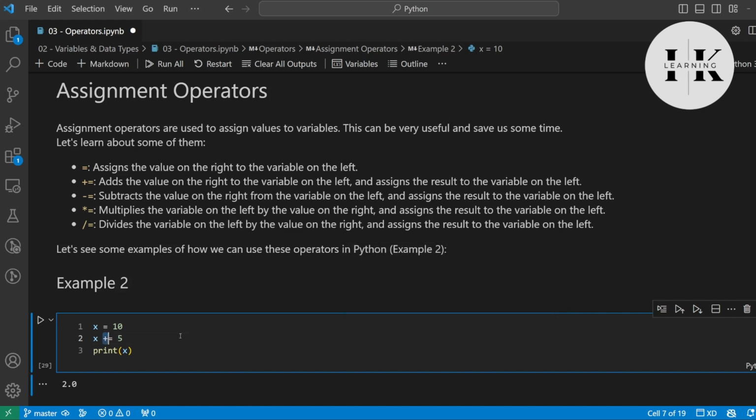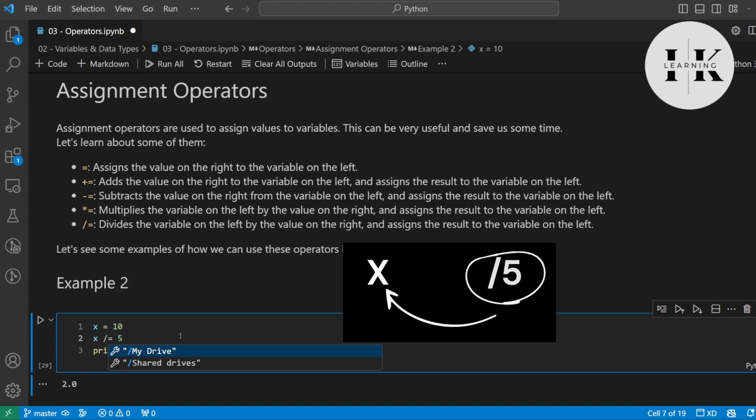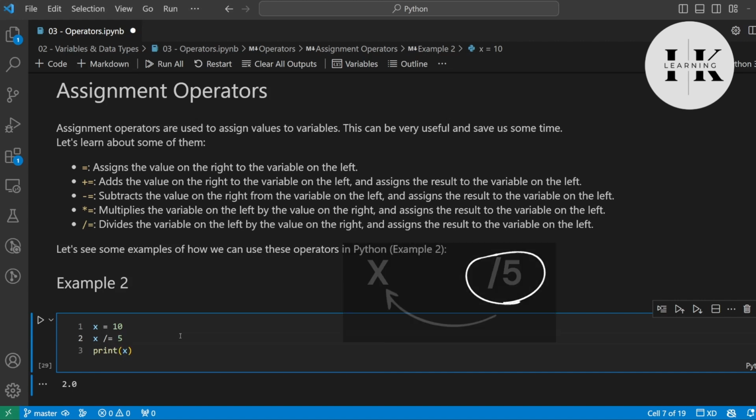Now, we could also simply write x multiplication equals 5, which would mean that we are taking the value within x and we're multiplying it by 5. Now, we could do the same thing for minus, and we could do the same thing for division. Really, all of them work, and that's it. That's assignment operators for you.